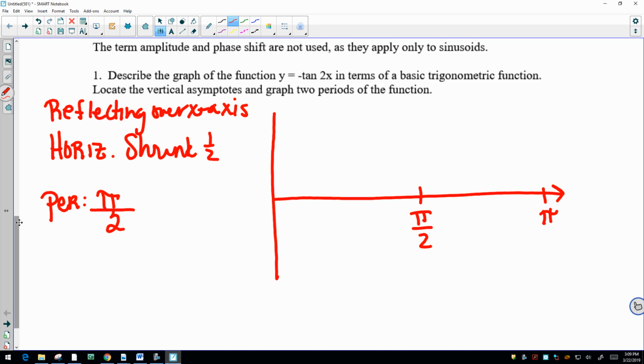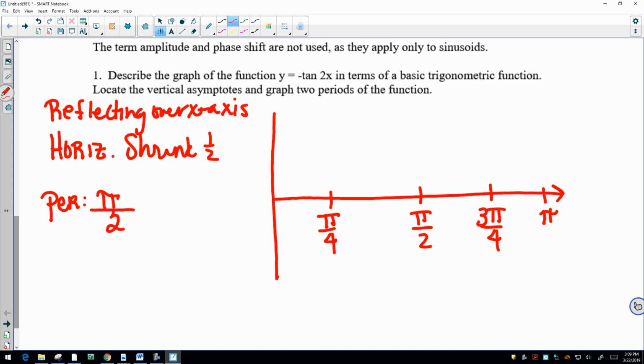Now, with sine and cosine, we would split it up into 4 even parts. The difference with tangent is we're only going to split it up into 2 parts. So half of pi over 2 is pi over 4, and that's where I stop. I don't have to take half again. But I do have to fill this in. So I have pi over 4, 2 pi over 4, 3 pi over 4, and 4 pi over 4. So that's showing me 2 full periods of my tangent graph.